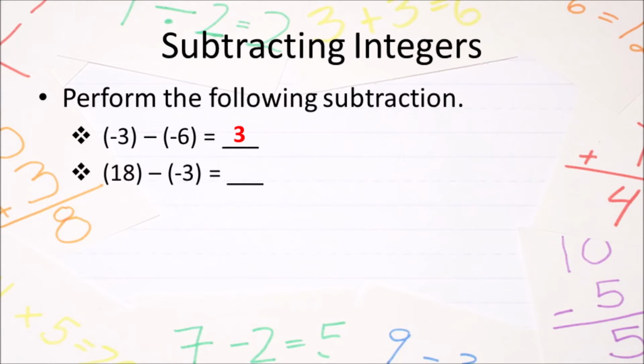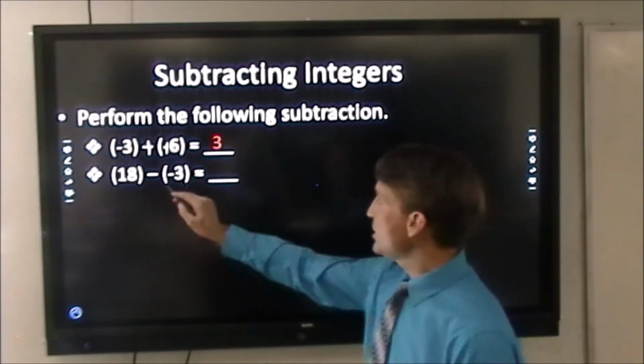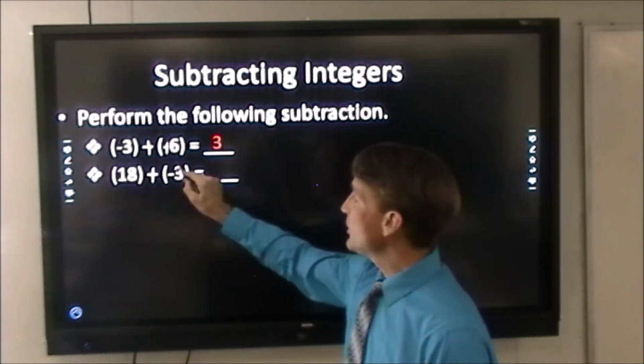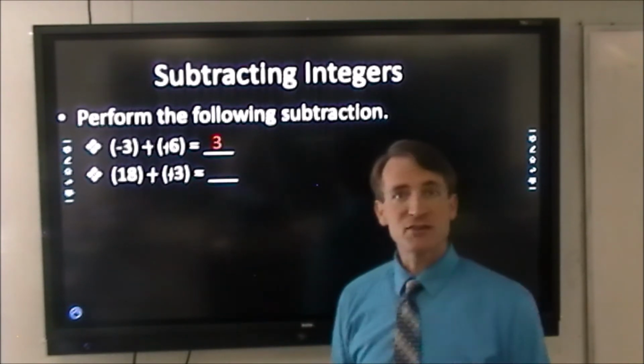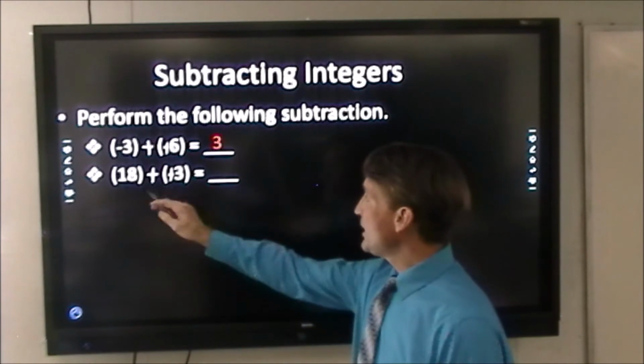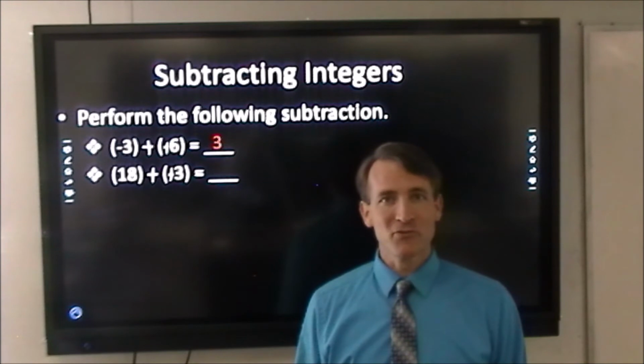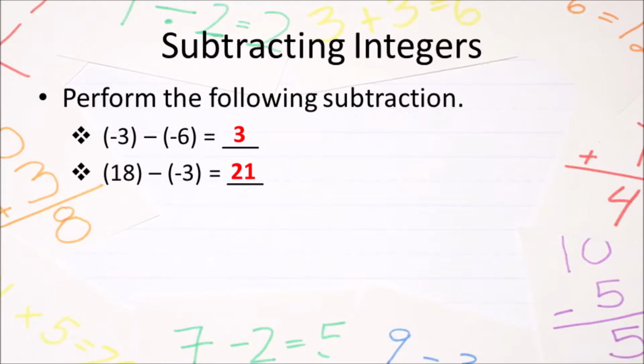18 minus a negative 3. Same type of scenario. I'm going to change this to an addition problem by changing the subtraction sign to addition, but when I'm doing so, I also have to change the sign of my next term. So now I have 18 plus a positive 3. Most people don't need to follow the rules for that. 18 plus 3 is 21, but you are adding two numbers with the same sign, so you find the sum and then put the sign that it has in front of it. Since they're both positive, my final answer is also positive.